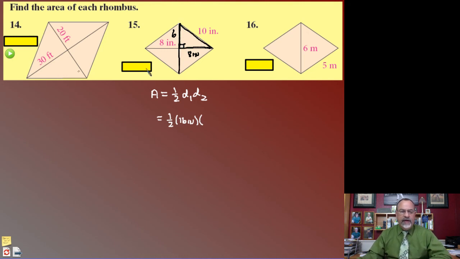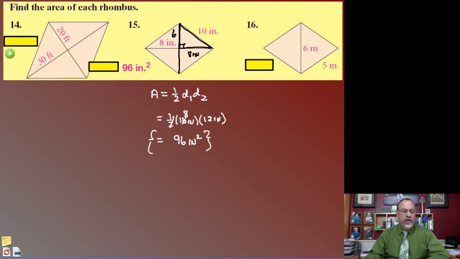That's just half of this diagonal. I double that, or add it to the other side, so I get another diagonal that's 12 inches in length. Now that those values are substituted in, I can do the arithmetic. Half of 16 is 8, and then 8 times 12 is 96. And then inches times inches is inches squared. So I have a total area of 96 inches squared.